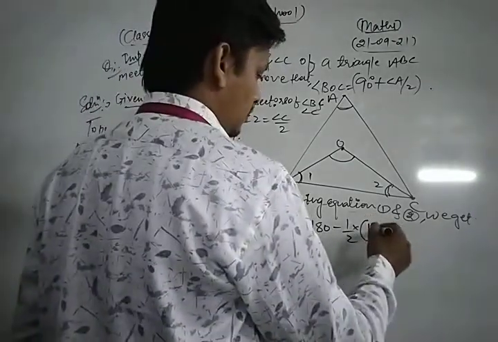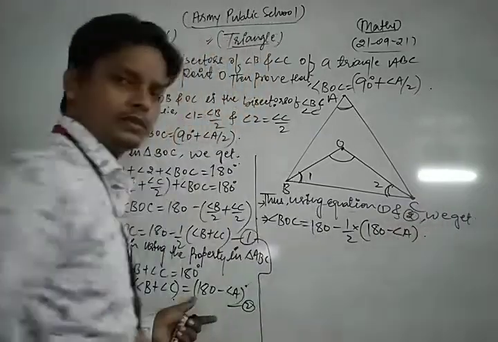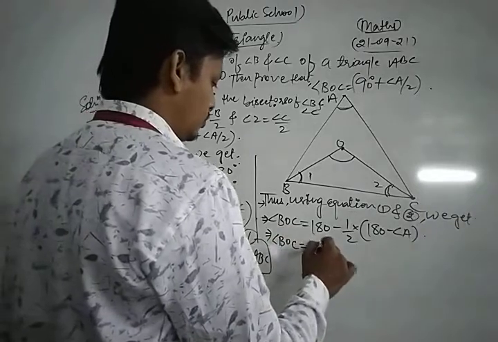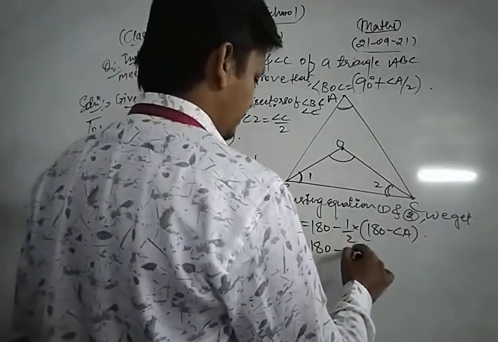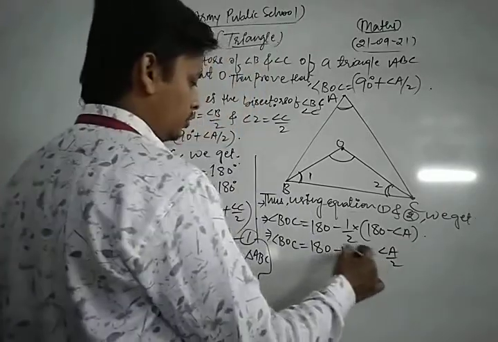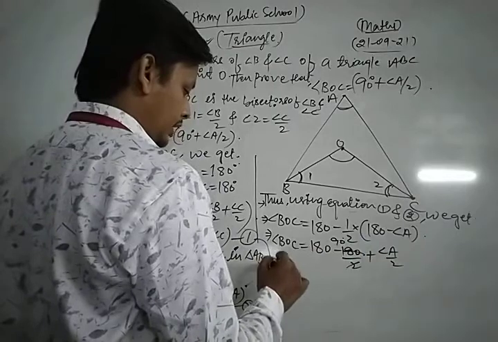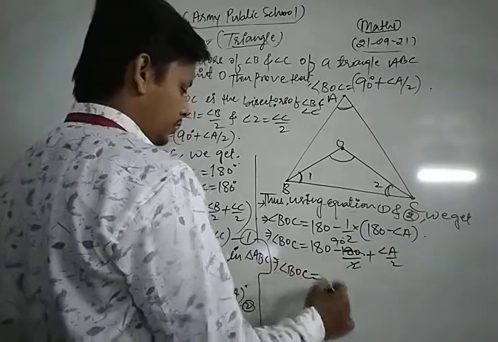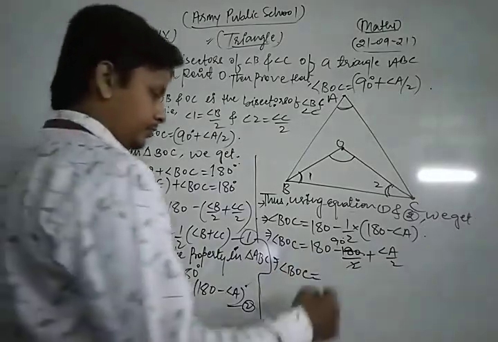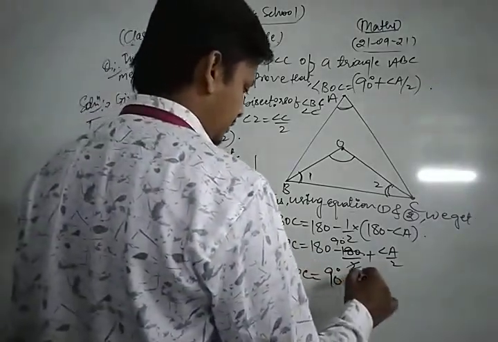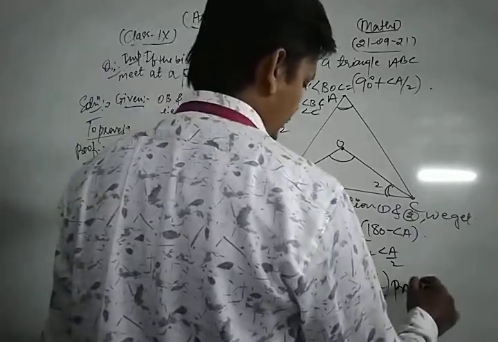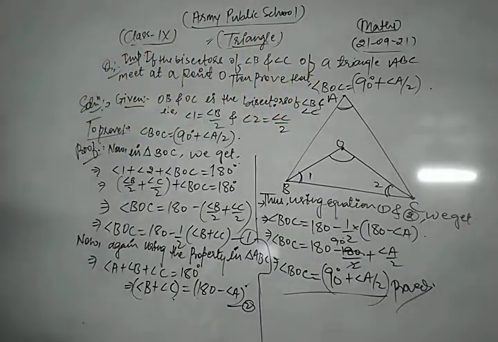So from there, angle BOC is equal to 180 minus half of (180 minus angle A), that is 180 minus 180 upon 2 plus half of angle A. Now look, 180 minus 90 is 90 degrees. So angle BOC is equal to 90 degrees plus half of angle A. Hence, we prove the result.